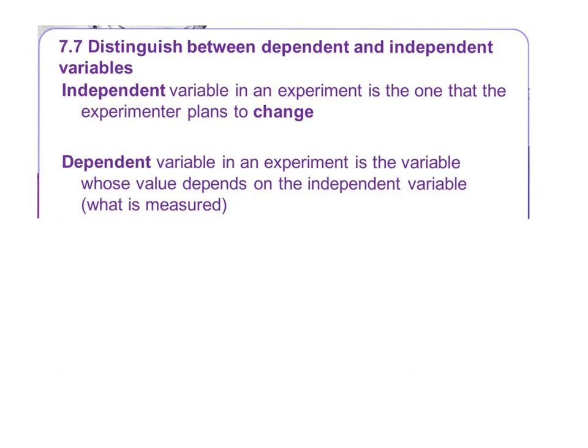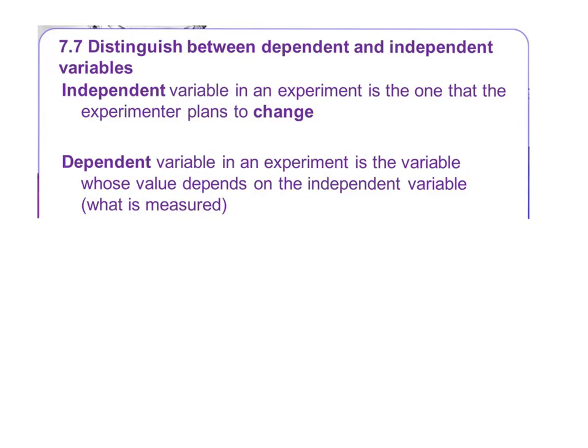If you're watching this video, it's because you missed the last lesson from Lesson 7, Analyzing Data, Objective 7.7, 7.8, and 7.9. This video is about Objective 7.7, how to distinguish between a dependent and an independent variable.